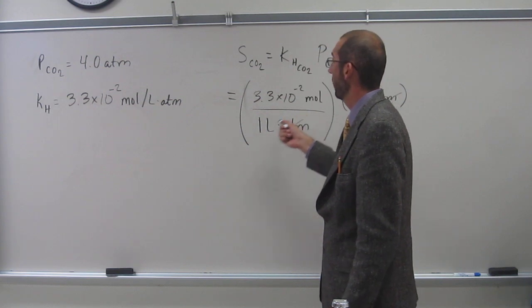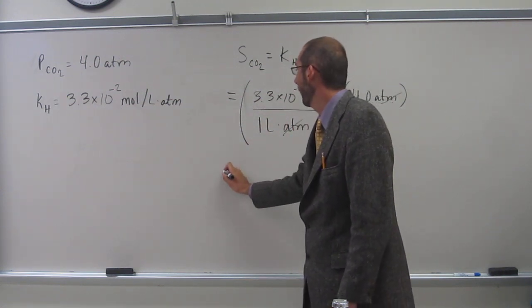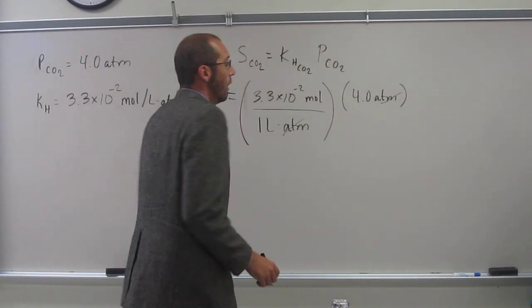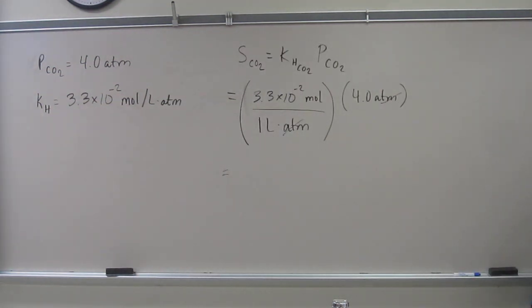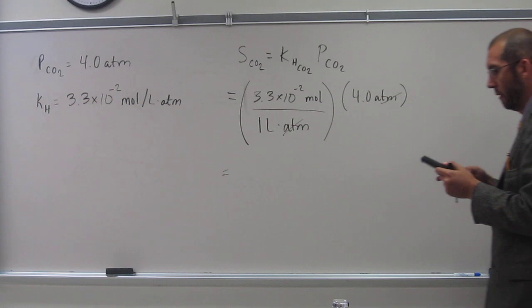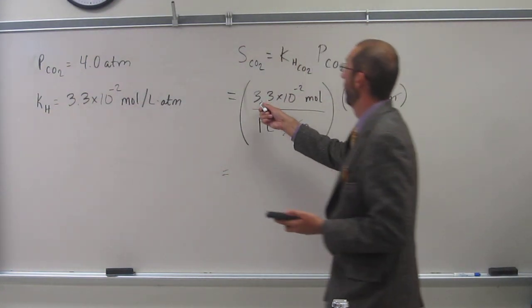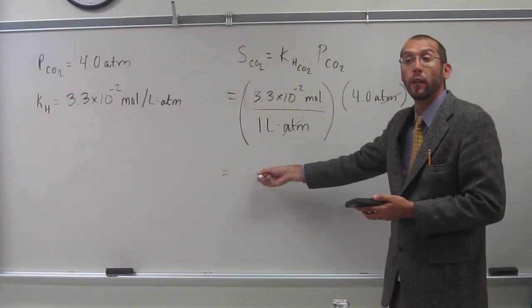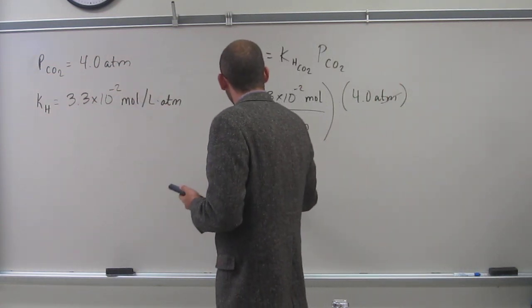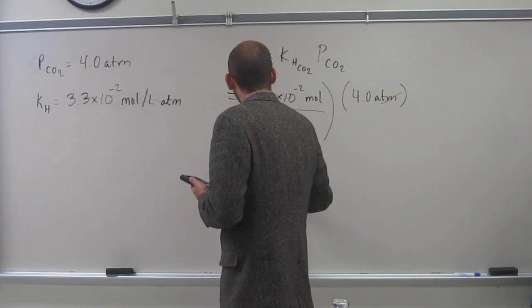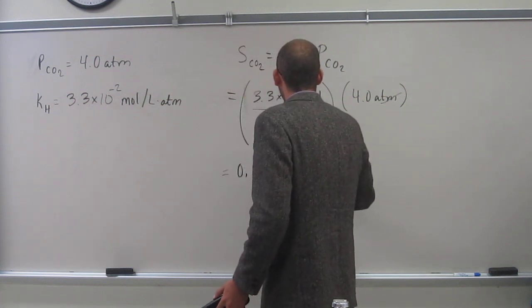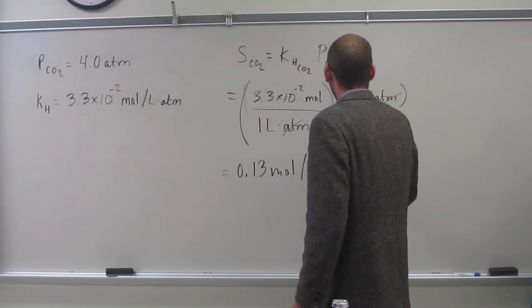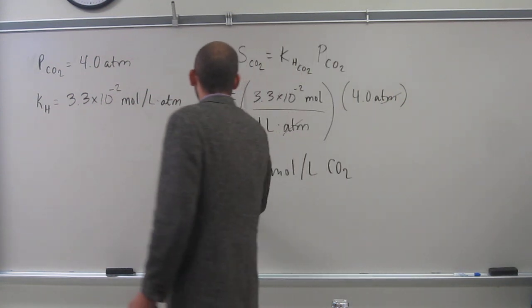So solubility, notice, is in moles per liter, right? So it's kind of like a concentration. So let's multiply this down. 3.3 times 4.0, so to two sig figs, right? So 0.13 moles per liter CO2. That's the solubility of CO2.